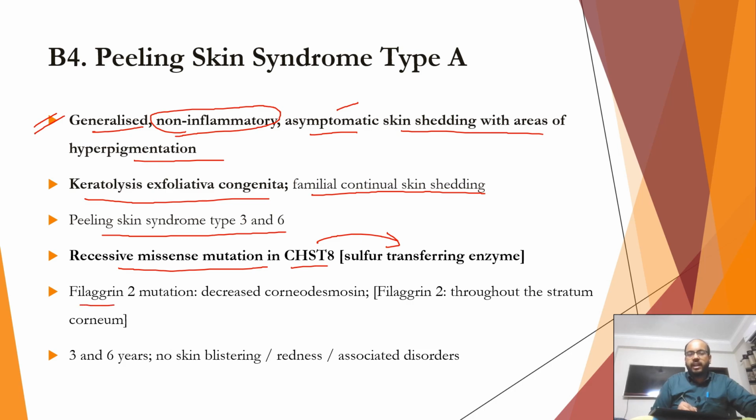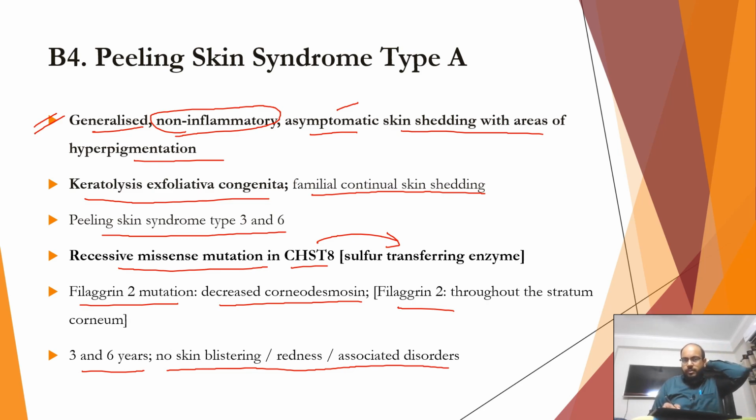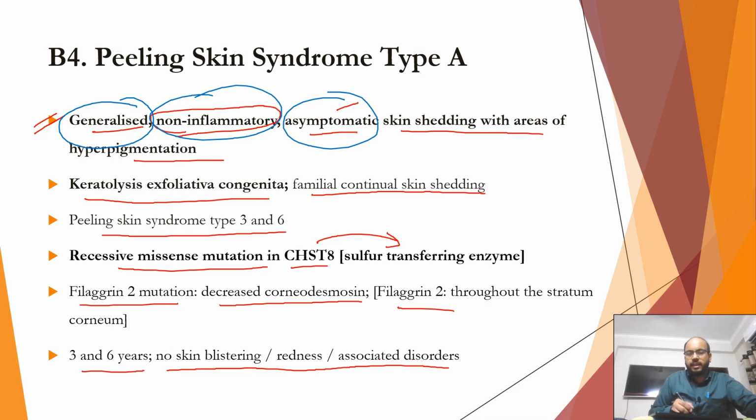Additional mutations have been found in filaggrin 2, and this leads to decreased corneodesmosin. Normally filaggrin 2 is found throughout the stratum corneum, but if it is mutated, you will not find it there, and the corneodesmosomes are not properly formed. This usually presents at 3 to 6 years of age. There's no skin blistering, redness, or acidic disorder. The major points to remember are that it is generalized, non-inflammatory, and asymptomatic. It also occurs at a later age, and the mutation is not in corneodesmosin, but in a sulfur transferring enzyme. Okay, let's move forward.